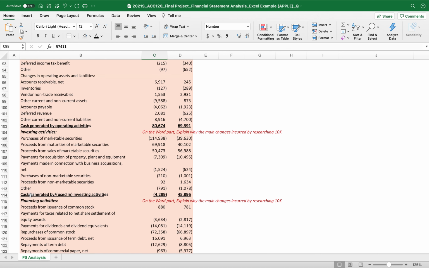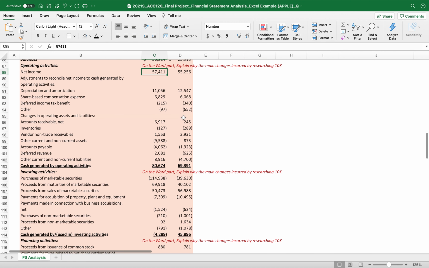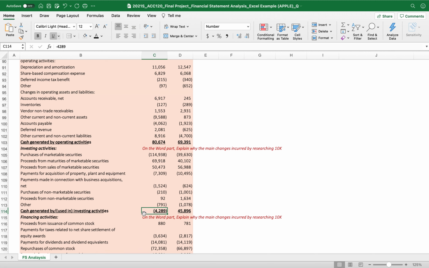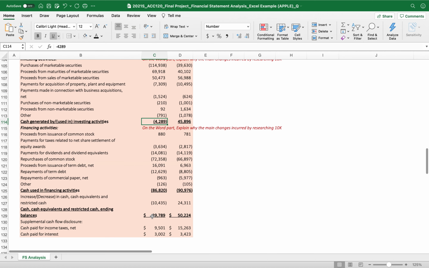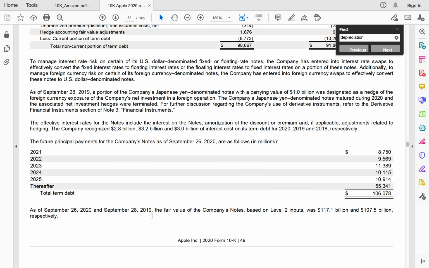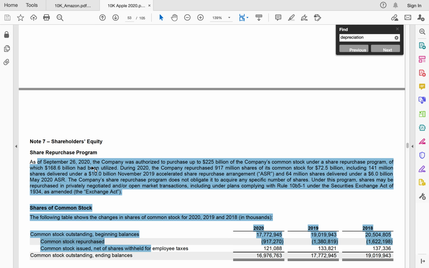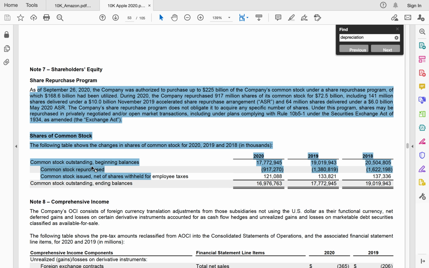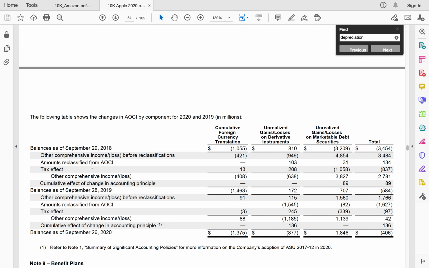Or the cash generated in investing activities compared with 2019, the investing part, that is the cash used. Why? Because maybe of the purchase of marketable securities. They purchased a lot of marketable securities. That's why it is very low. Okay. Likewise, you can analyze by reading each 10K on the notes part. On the notes part, you can find many reasons.